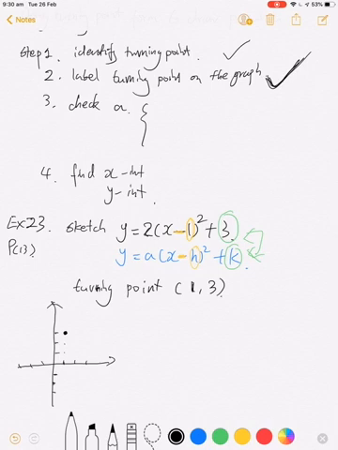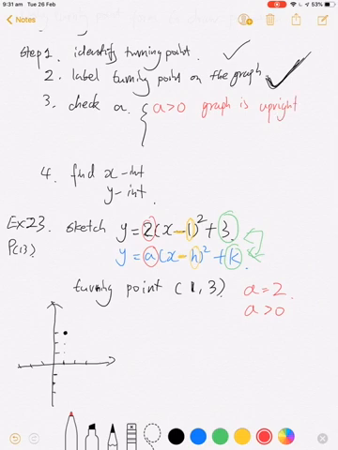Now coming to step 3, a. Okay, so now we know a is equal to 2. So a is larger than 0, which is why I need to add it here. When a is larger than 0, we know the graph is upright. It's like a U shape. And when a is smaller than 0, we know the graph is inverted. So it's going to be like an N shape.